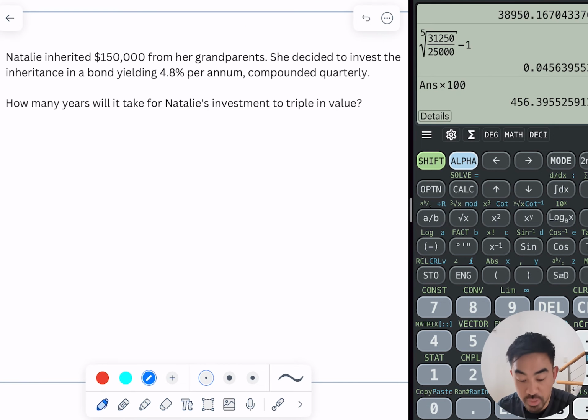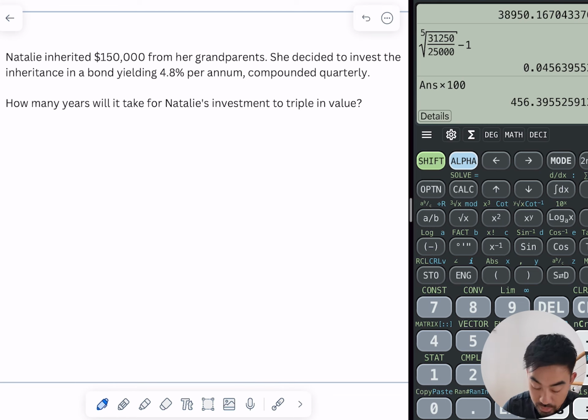All right, cool, last one here. Natalie inherited $150,000 from her grandparents. She decides to invest the inheritance in a bond yielding 4.8% per annum compounded quarterly. How many years will it take for Natalie's investment to triple in value? All right, so once again, let's just see what we got here. She inherited $150,000 and she wants to invest it at 4.8% compounded quarterly. How many years will it take for the investment to triple?